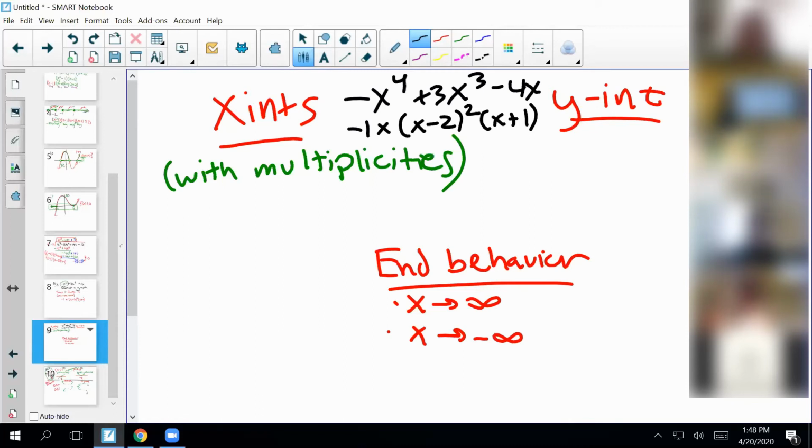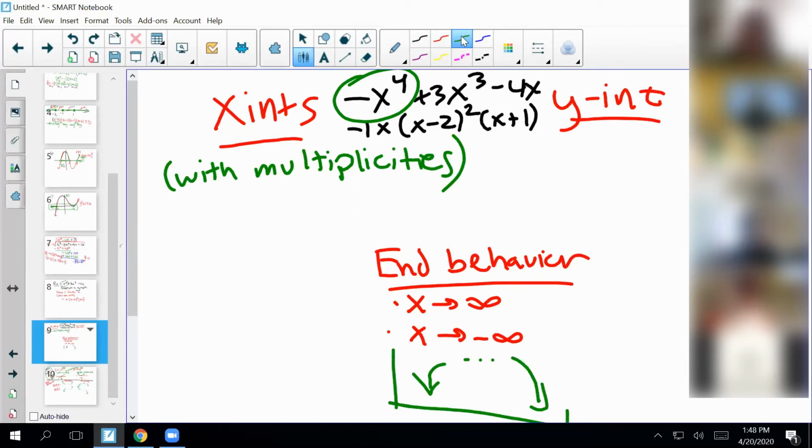You can basically just read it off the graph, but it comes from this negative x to the fourth. It's an even degree, so we know they're both going to be pointing in the same direction. But since it's a negative term, it's like a frowny one. It goes downwards. It's going to look like this. So this is the end behavior for this function.